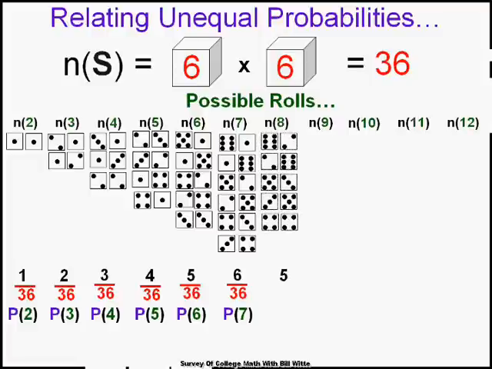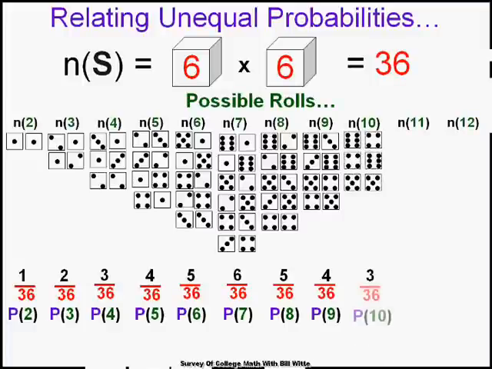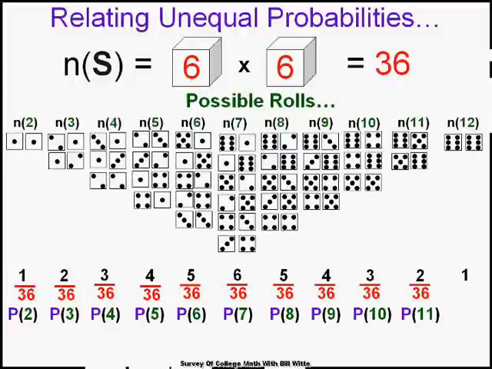Now we're going back down. There's only 5 ways of getting an 8. Look, a 6 and a 2, a 2 and a 6, a 5 and a 3, etc. Okay? 4 ways to get a 9. Oh, I can't take it anymore. Bear with me. I'm going to show you something. It's pretty cool. 3 ways to get a 10. 2 ways to get an 11. And, of course, only 1 way to get a 12. 2 6s.